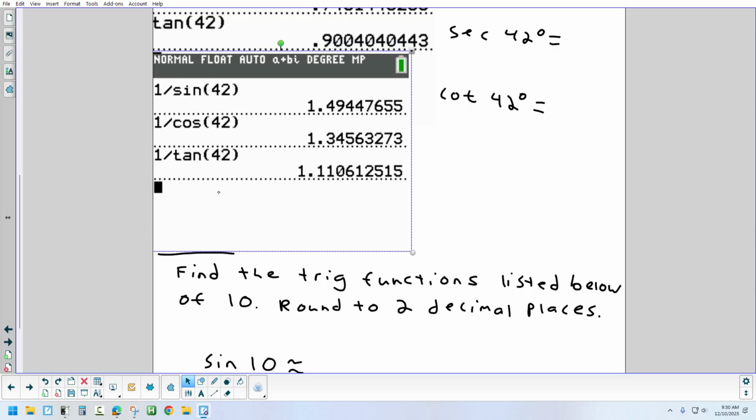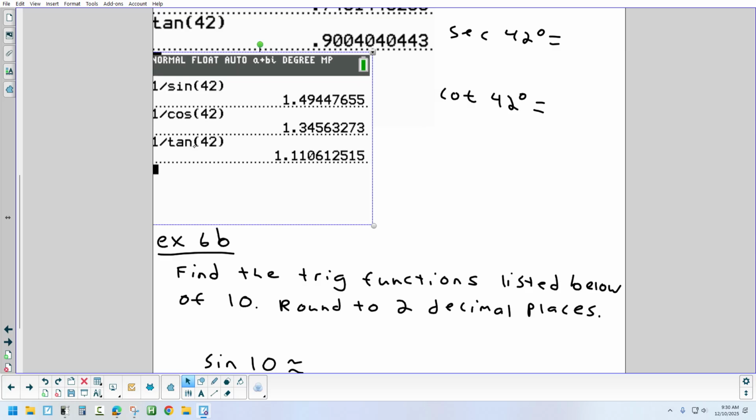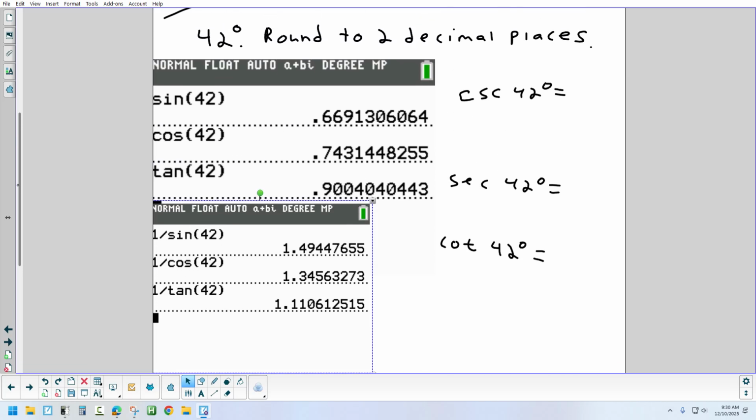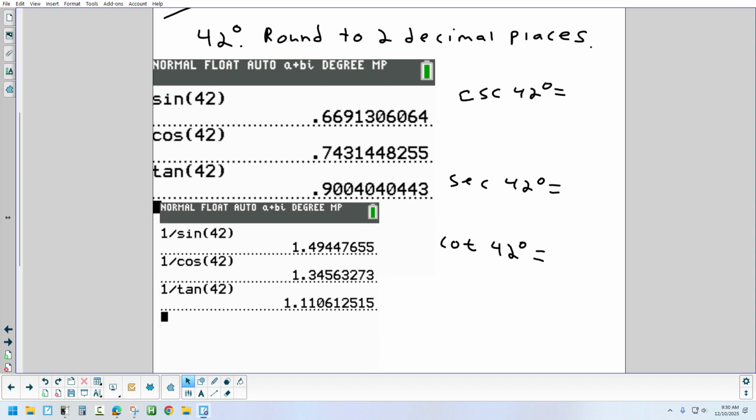So there's your next 3. Okay, so there's all 6. Sine, cosine, tangent. This is the cosecant, secant, and cotangent. And if we round it to 2 decimal places, it would be 0.67, 0.74, 0.90, 1.49, 1.35, 1.11.